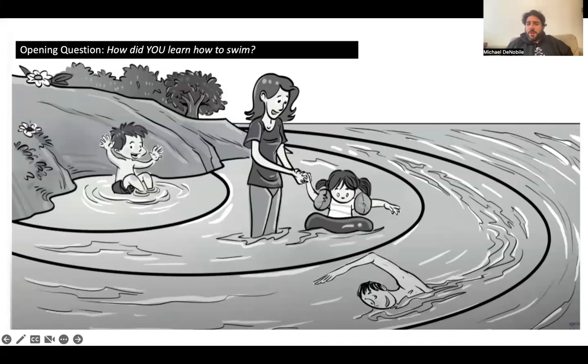So I wanted to start off with a little do now. How do you learn how to swim? This also applies to how do you learn how to ride a bike? And this is very Vygotskyan in nature.